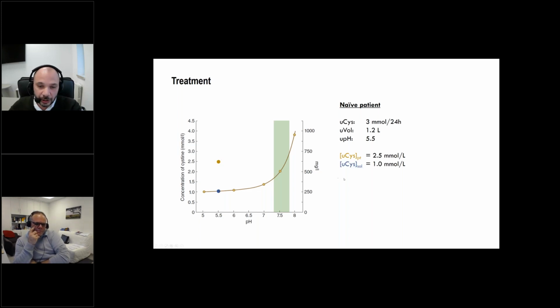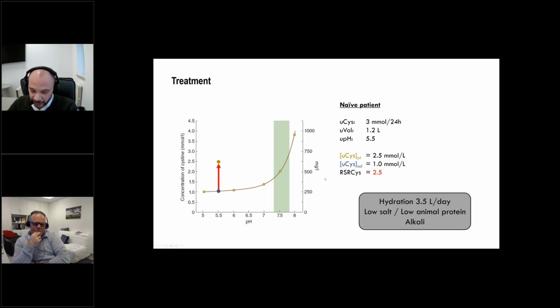The theoretical solubility of cystine at this pH will be around 1 millimole per liter. So the ratio of these two values will give a relative supersaturation ratio for cystine of 2.4, which is much higher than 1, meaning that there is an active chemical drive for crystal formation.